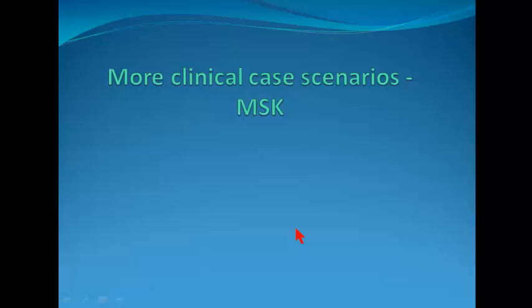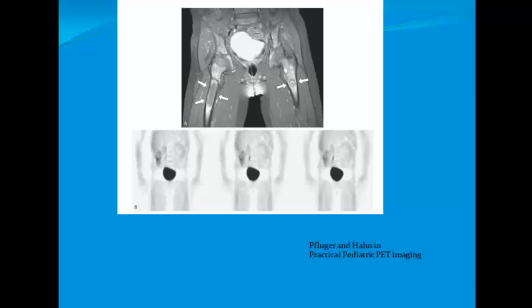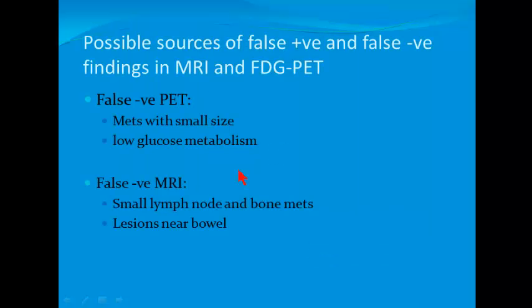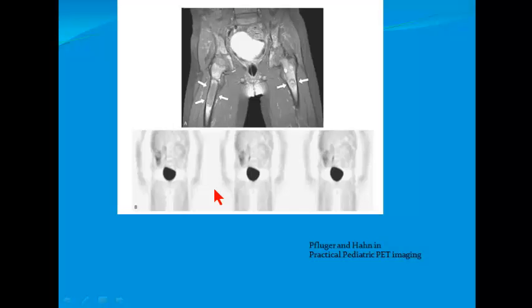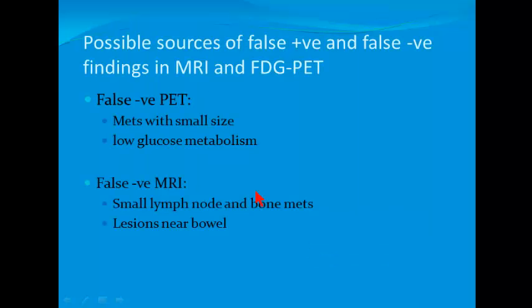So just going to go back now to some MSK scenarios, a couple of them. So here's a situation where the patient with Ewing sarcoma with proven METs proximally, who had lesions in the femora bilaterally on MR, but on PET images shows no significant abnormality. So this is a situation where there's a false negative PET. So what can cause a false negative PET? Well, in this case, probably altered or low glucose metabolism, or its inability to take up the tracer. METs with small size can do so.